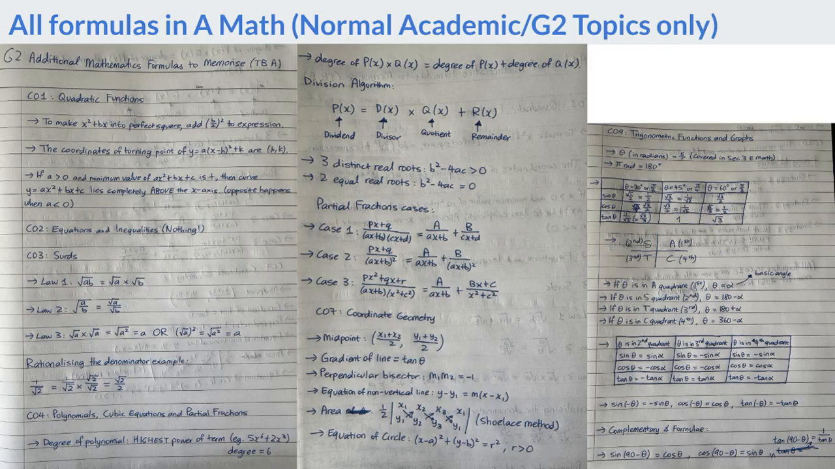Okay, nothing wrong? Okay, law 2. Law 2 is the most important one. I think you all must take it down. Law 2 is root A over B equals root A over root B. So what does this mean? It's the same as law 1, but this time round you need to put a fraction sign.